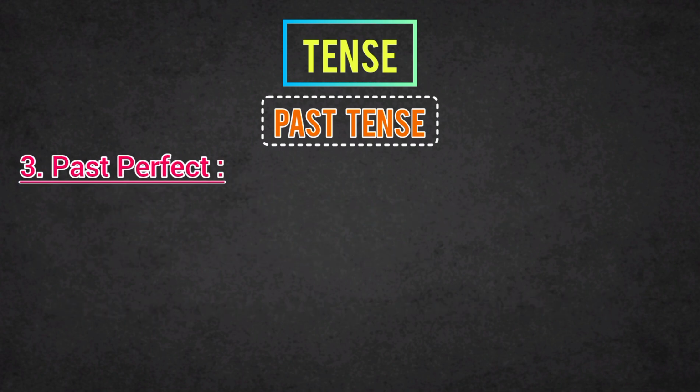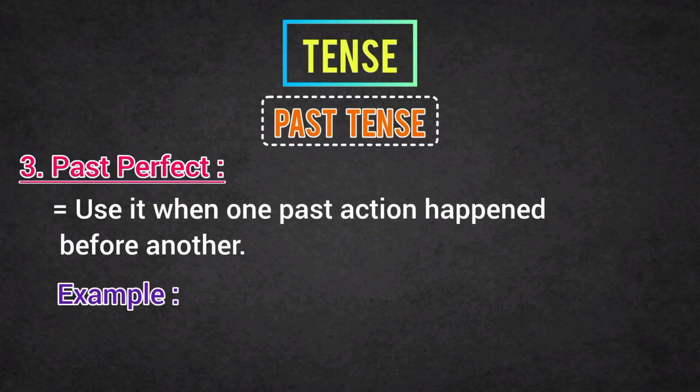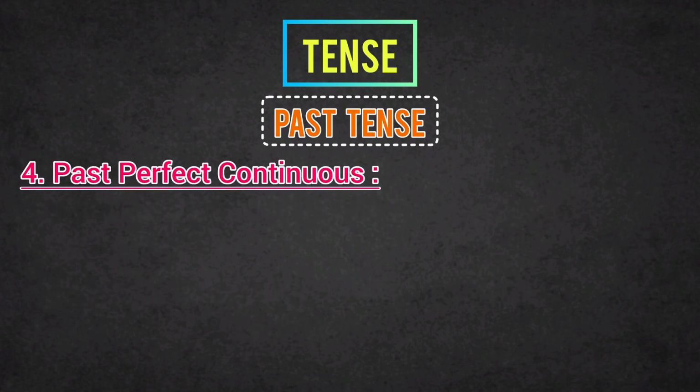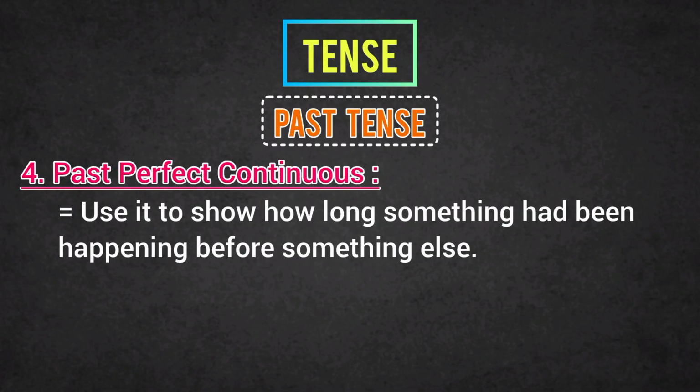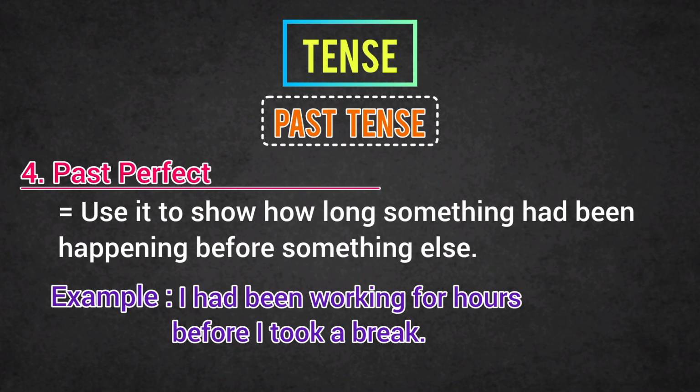Number 3, past perfect. Use it when one past action happened before another. Example, I had finished dinner before the show started. Number 4, past perfect continuous. Use it to show how long something had been happening before something else. Example, I had been working for hours before I took a break.